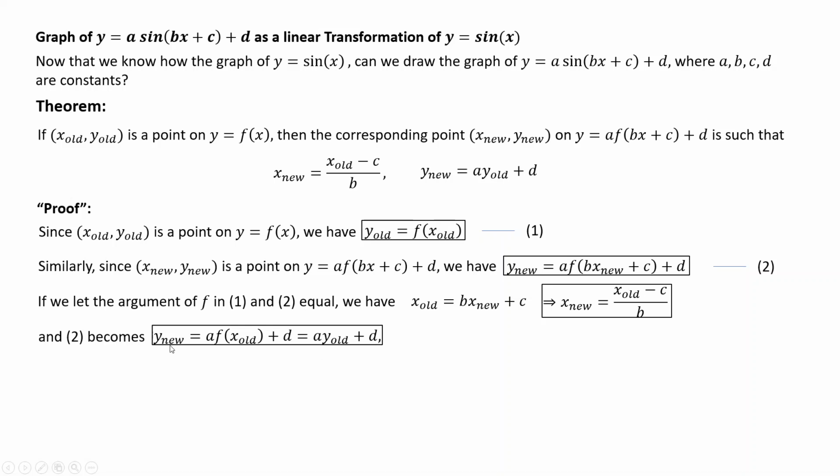Can we claim that we have given a formula for y nu? Yes. Everything on the right hand side is a known quantity. a is a known quantity, y old is a known quantity, and d is a known quantity. So we can now confidently say, yes, we have given you a formula for y nu. This is where it comes from.